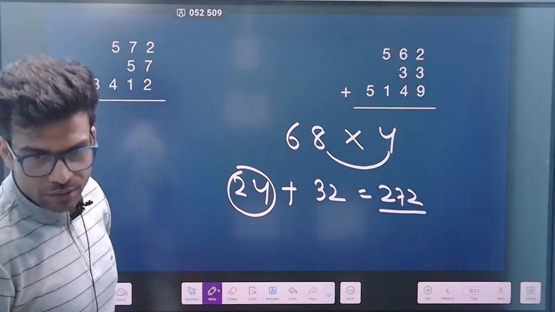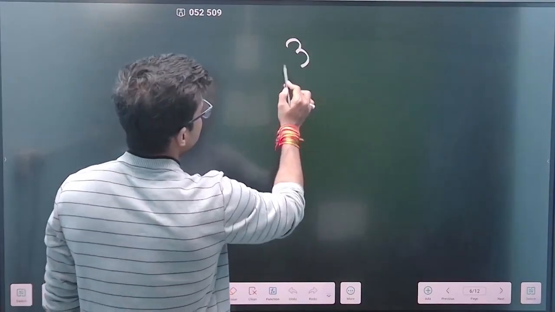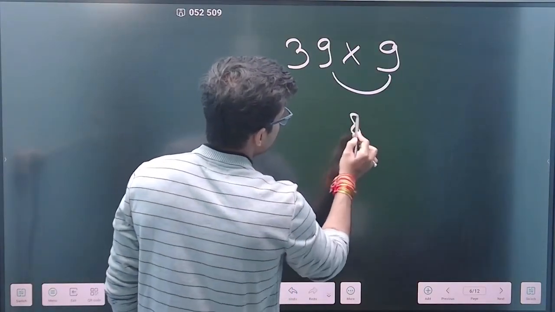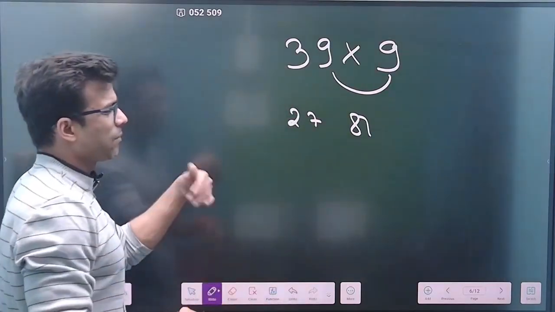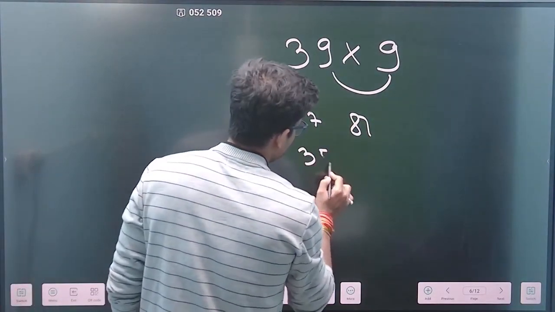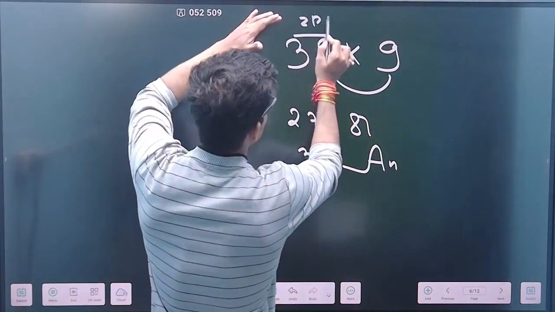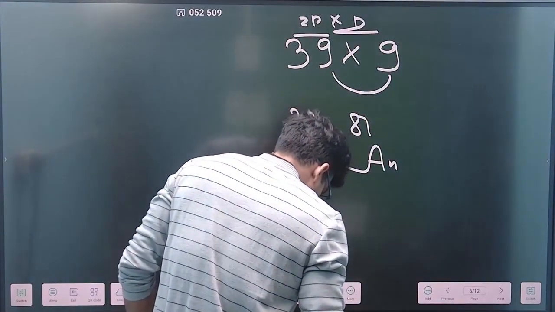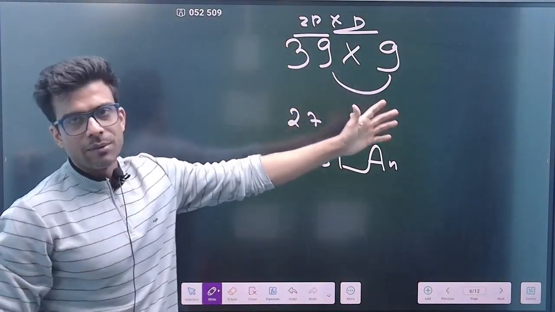Let's take one more example. 39 multiplied with 9. What is the process? 9 9s are 81, and 9 3s are 27. 27 plus 8. 27 plus 3 is 30, plus 5 is 35. And 351 is my answer. Correct now? So this was a 2-digit number multiplied with a single-digit number. Yes, this we did now.